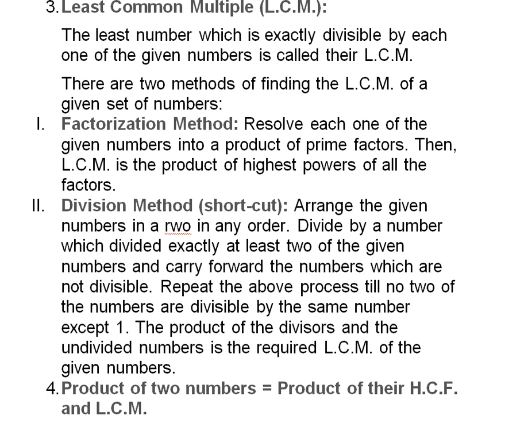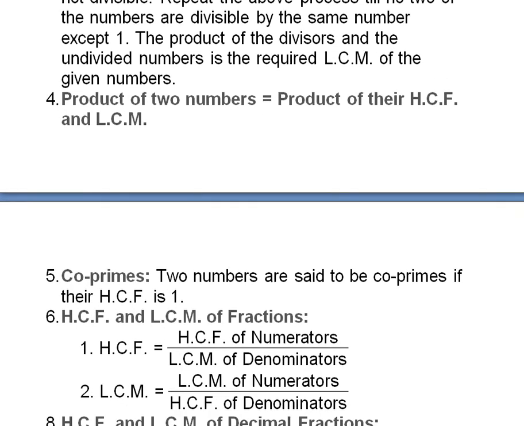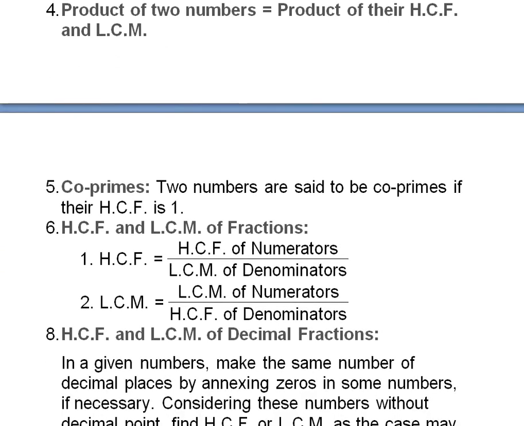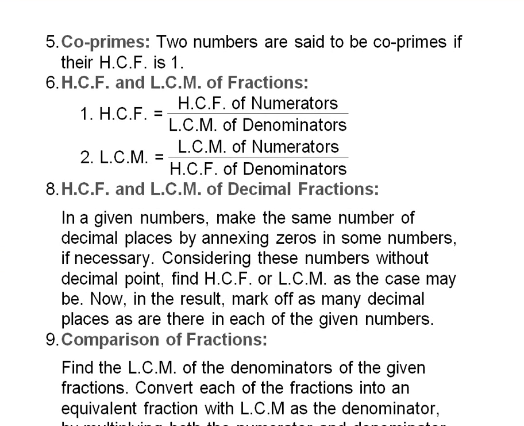Now the product of two numbers equals the product of their HCF and LCM. Coprime: two numbers are said to be coprime if their HCF is 1. HCF and LCM, these are the formulas of HCF and LCM. HCF and LCM of decimal fractions.